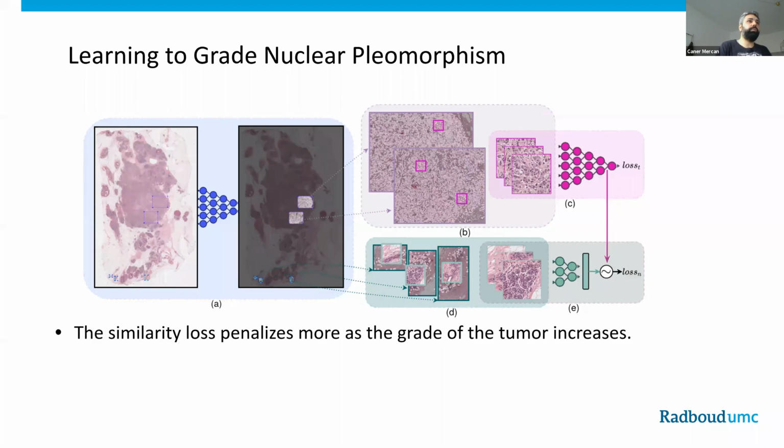In this setup, both loss functions are intact. A through C learns grading, and D and E constrain the tumor to look more and more different from normal cells as the grade of the tumor increases.